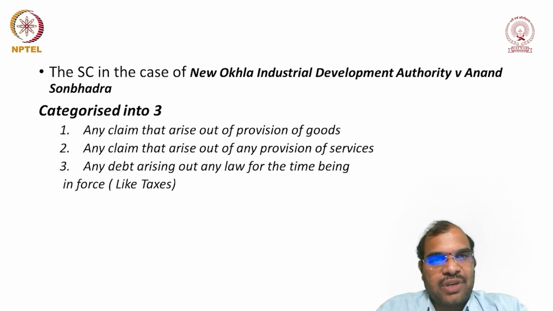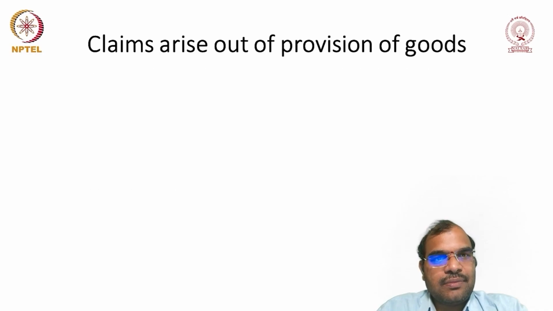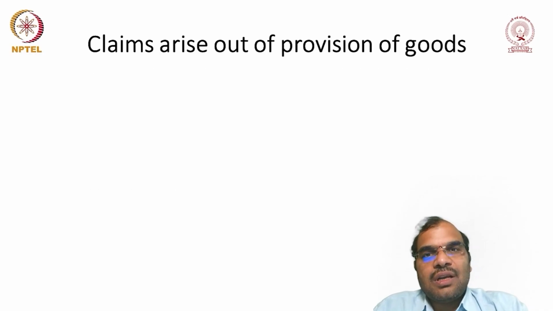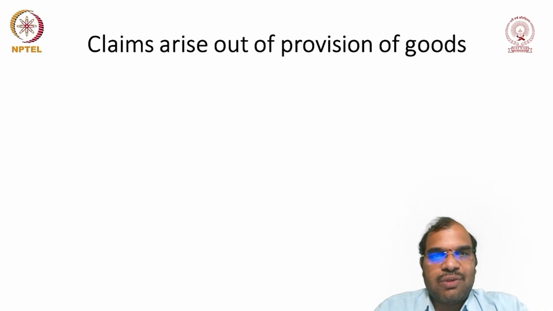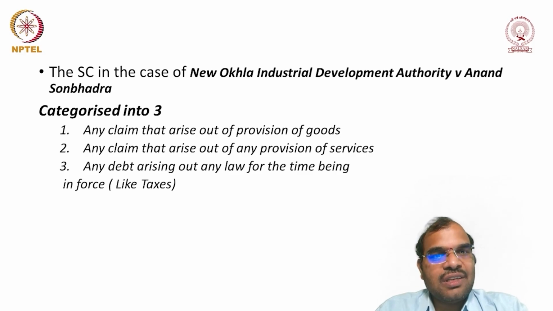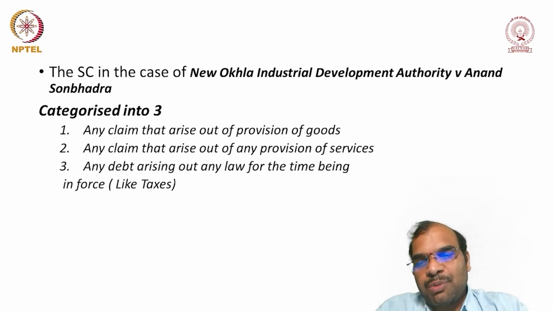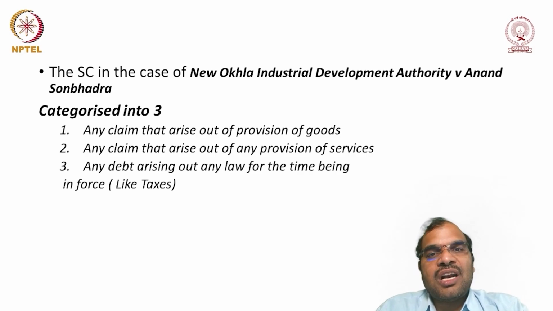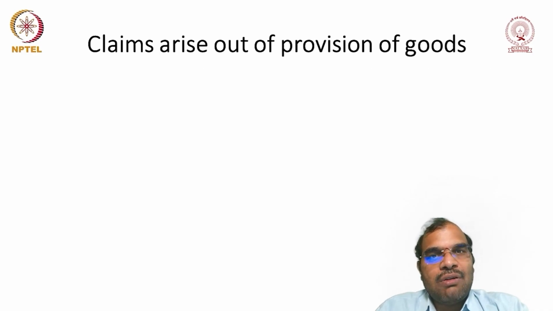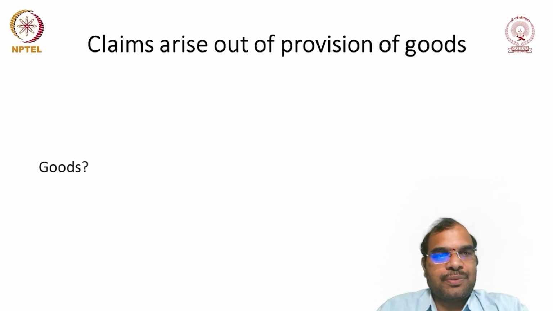Like taxes, for example. Claims arise out of the provision of goods. Now let us try to understand. In the previous slide we discussed that any claim that arises out of the provision of goods or any claim that arises out of the provision of services is considered to be operational debt. Now let us discuss the meaning of claims arising out of the provision of goods.